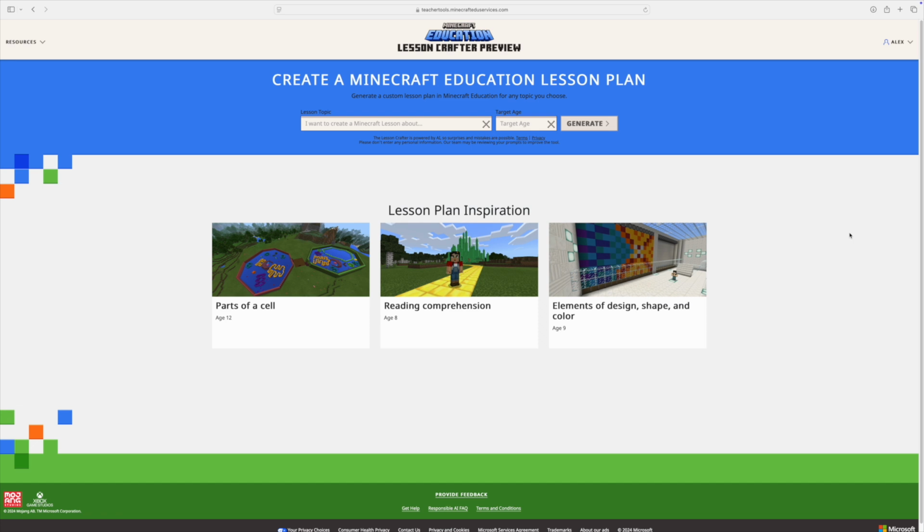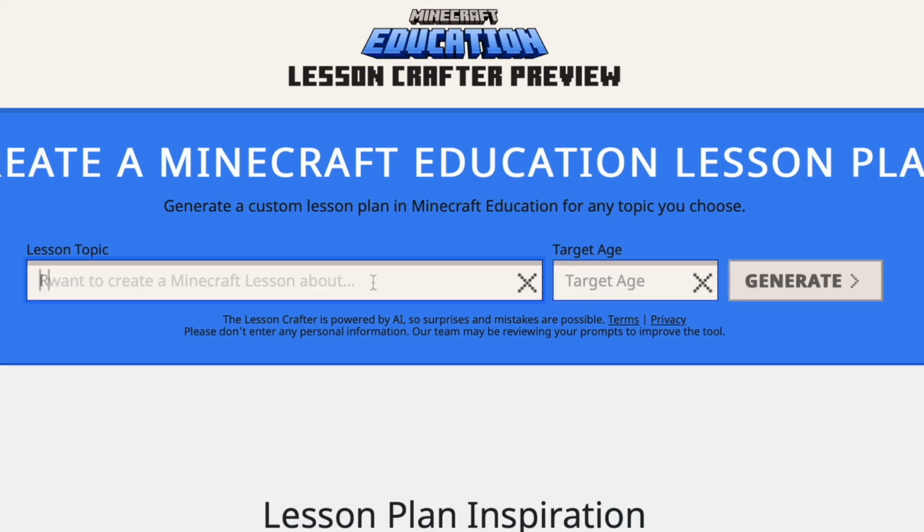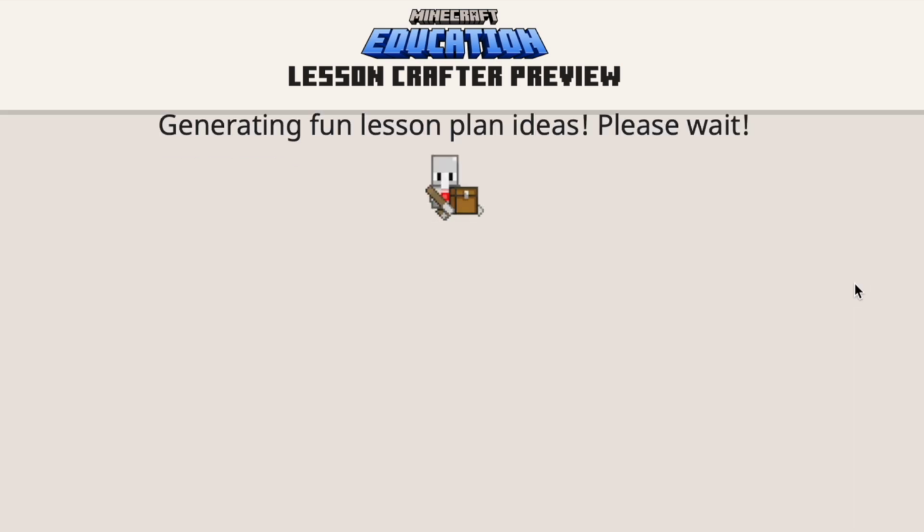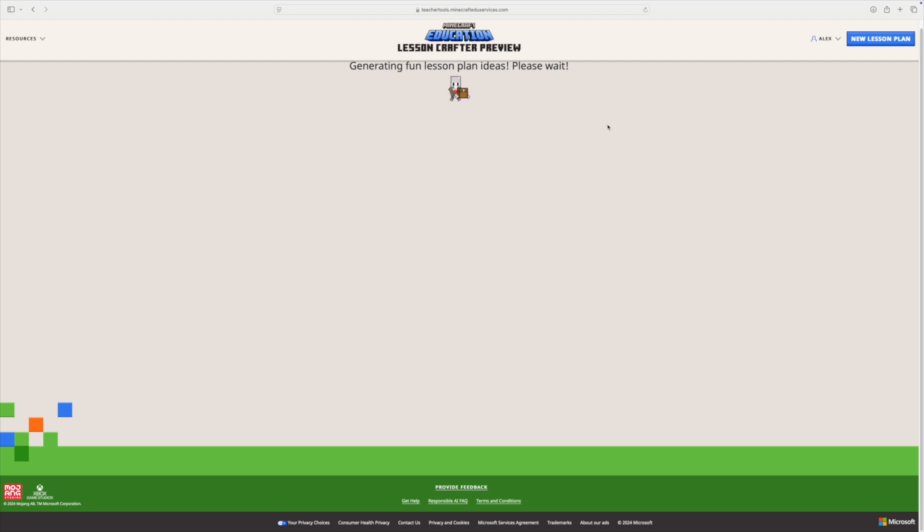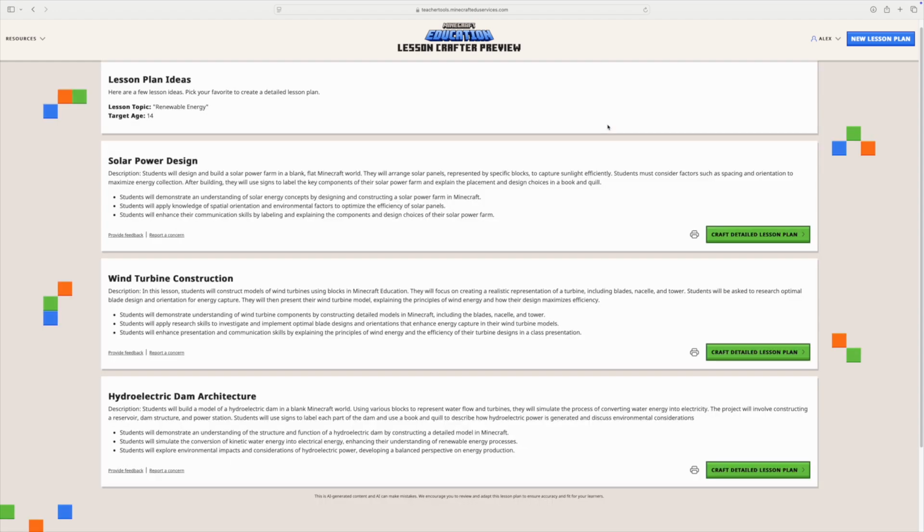So what do we want to make a lesson about? Let's do one about renewable energy. And let's do that for 14-year-olds. And then we just hit generate. A few moments later. All right, and we are faced with 3 different ideas for a lesson plan.